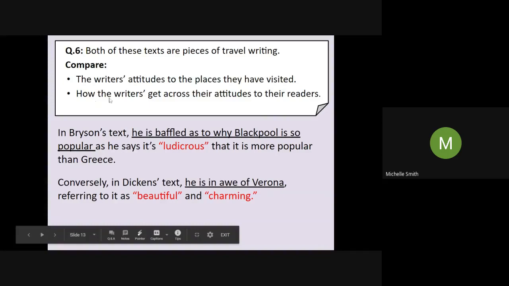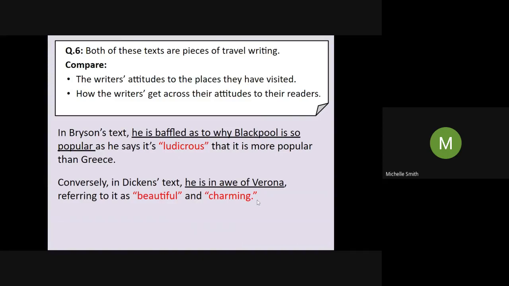How do we know that they think that? Well, because he uses words like beautiful and charming, and they're both very positive words, aren't they, with very positive connotations. Now, what I would continue to do now is go back to the Bryson text and make a point about that.